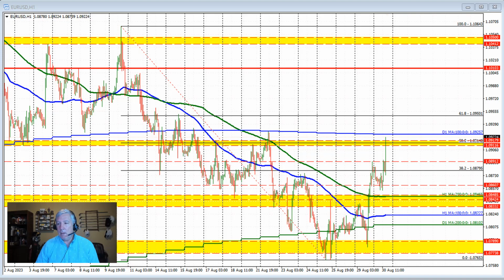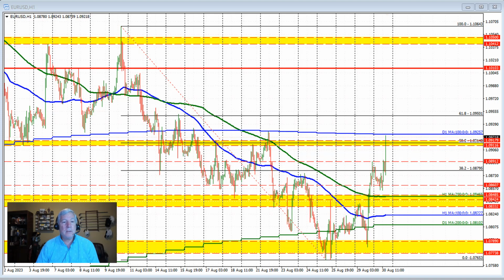Also saw the PCE data come in a little bit weaker than expected as well, and that is leading to yields moving back to the downside after being higher earlier. The two-year yield is down 3.9 basis points. The 10-year is down 1.8 basis points. They were higher earlier in the day, and that is leading to the dollar moving lower.